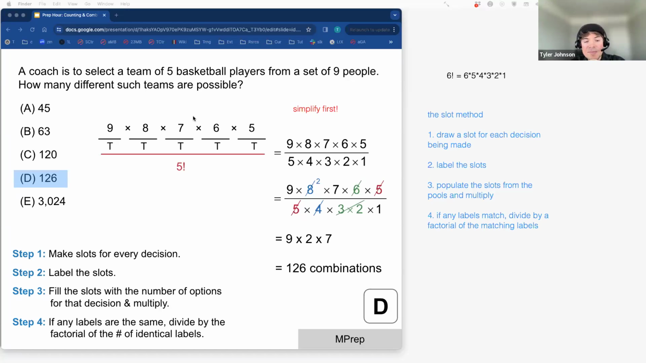Now I want to stick on this problem, but I'm going to change the rules a little bit. So instead of 5 basketball players, what if this coach were selecting 4 players and 1 captain? Try out that new version of the problem, and we'll treat this like a fill in the box. So the answer won't be any of these down here.